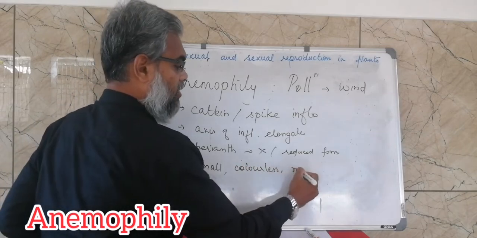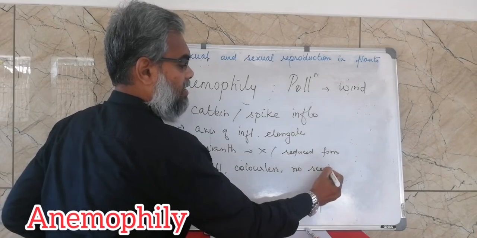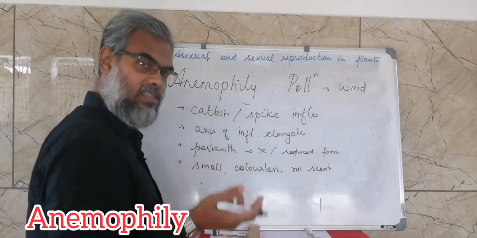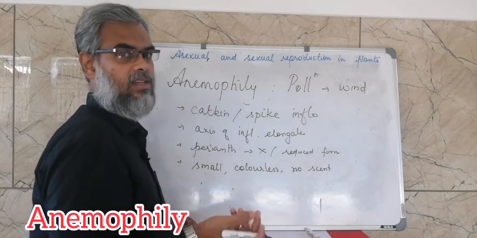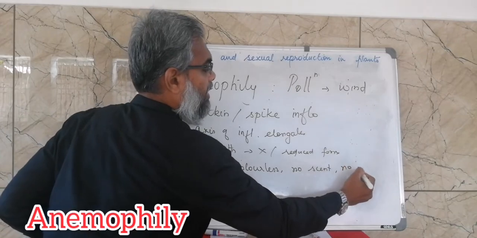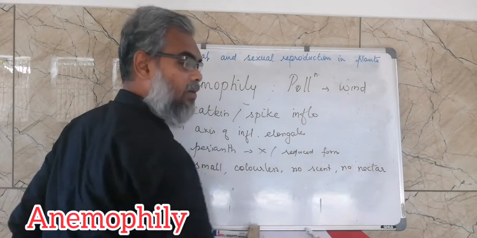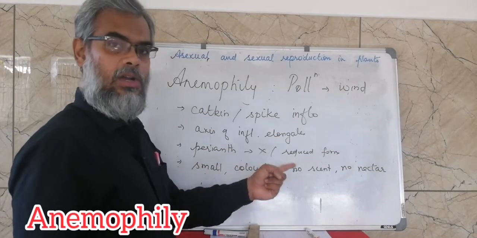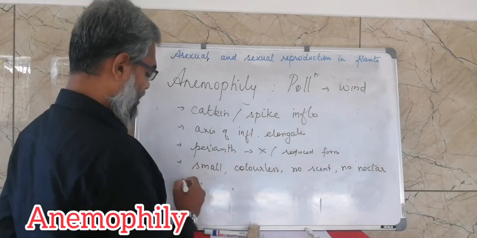Colorless, no scent. That is, fragrance will not be there. That is why it is not attracted by insects or anything. It is pollinated by wind. And no nectar. So they are small, colorless, no scent and no nectar.